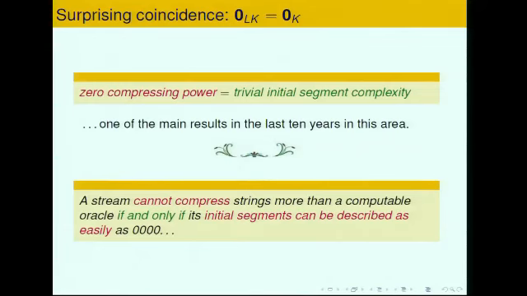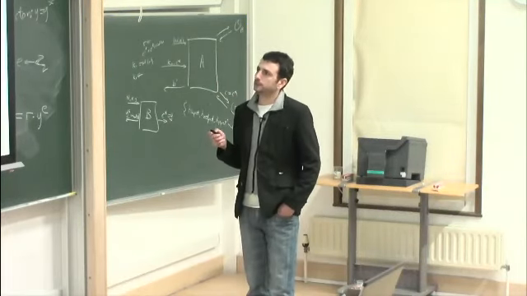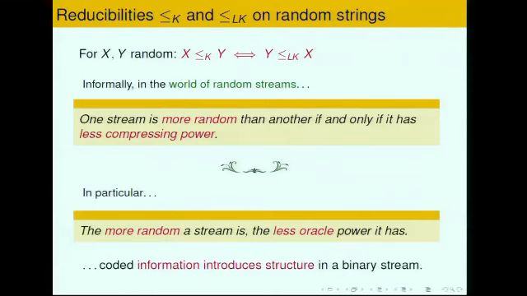So let me repeat myself. A string cannot compress strings more than a computable oracle, if and only if its initial segments can be described as easily as a computable string. Okay. So this result is, in fact, quite optimal. It says even the fact that something with quite high information, like the halting problem, even this fact that the halting problem cannot be coded into a sequence with trivial complexity needs a serious proof. It's not easy at all.